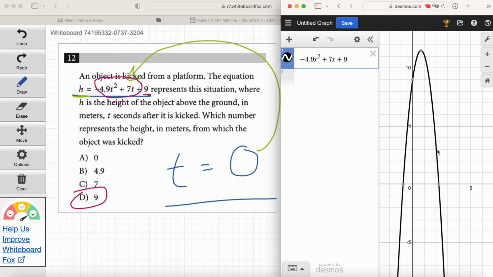But if we look at the moment when the ball's kicked, here's the moment. That's the height of the platform. It's 9 meters. That also works. Questions about that? No. Okay.